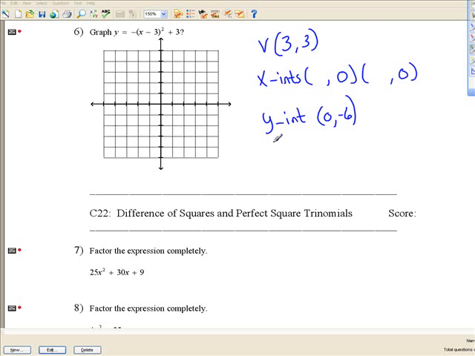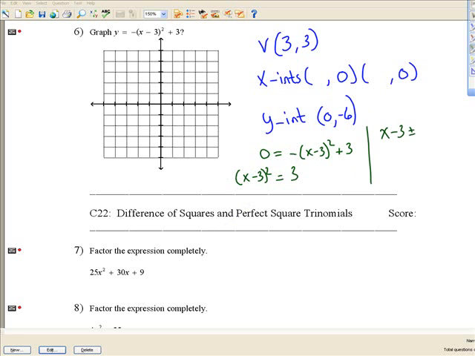I have to find the x-intercepts. The x-intercepts occur when y is 0. So I'm going to let the 0 go in for the y and solve for x. I'm going to go ahead and add this term to the other side and square root both sides to solve for x. All I'm trying to do is get x by itself here.